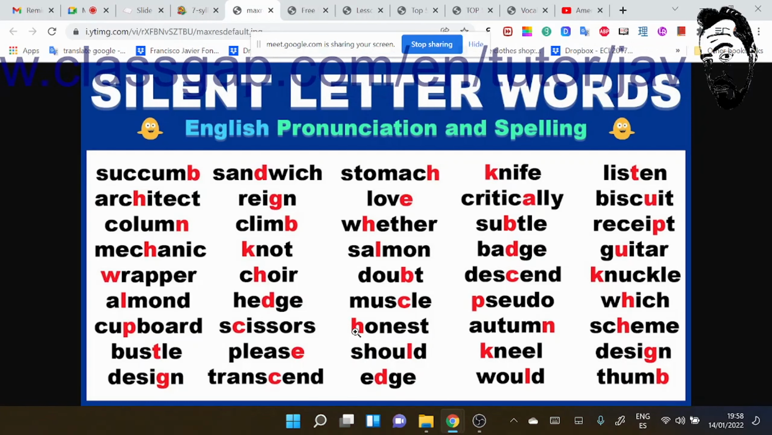Honest. So usually the letter H in English we pronounce it, but sometimes we don't. So for example here the H is silent. We don't say honest with an H, but honest.